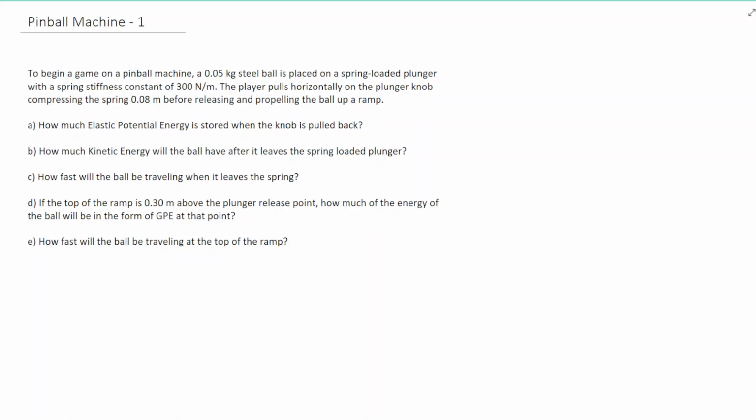In this example problem, we're going to look at a pinball machine and how different forms of energy are transferred into the steel ball. It gives you the mass of the steel ball. It tells you you're loading a spring-loaded plunger, and they give you a spring stiffness and a distance that spring is displaced. In part A, they ask for the elastic potential energy when you pull the knob back.